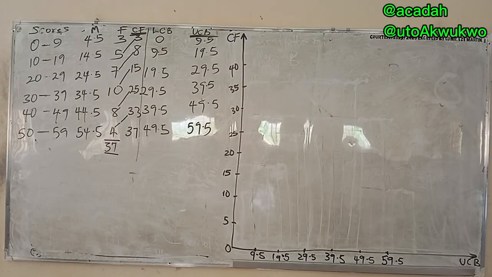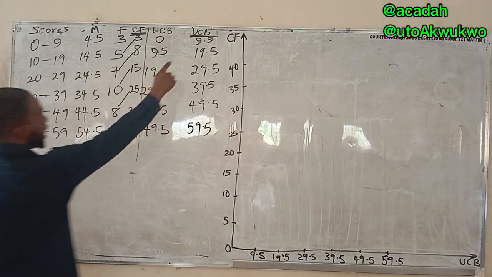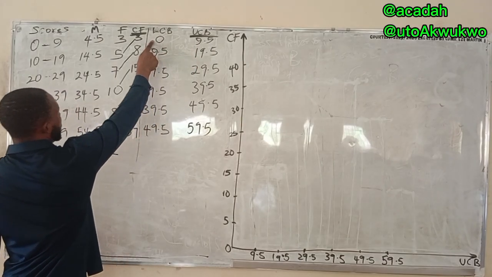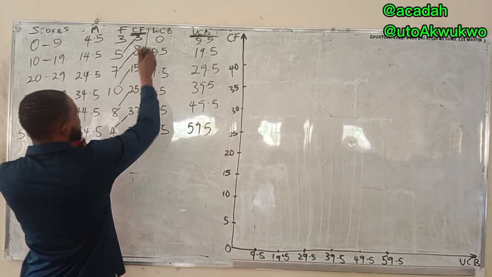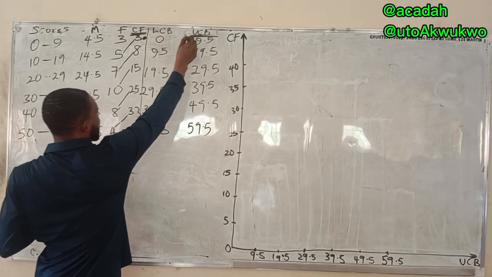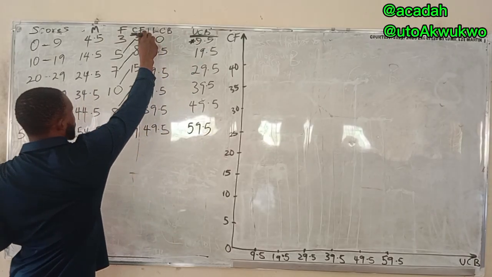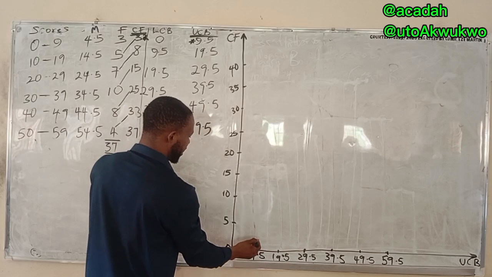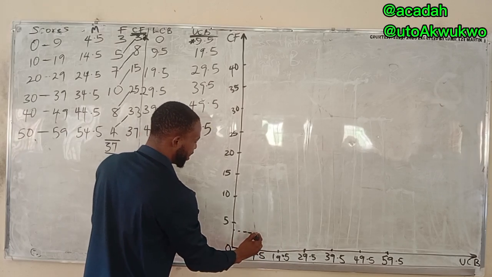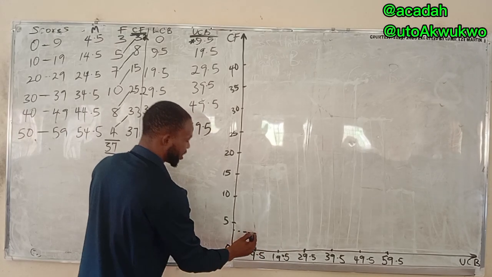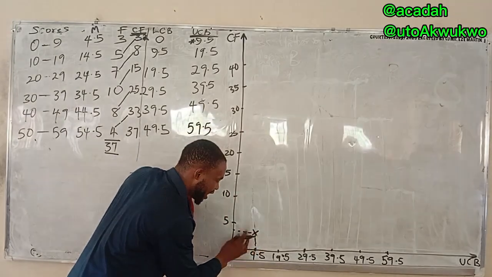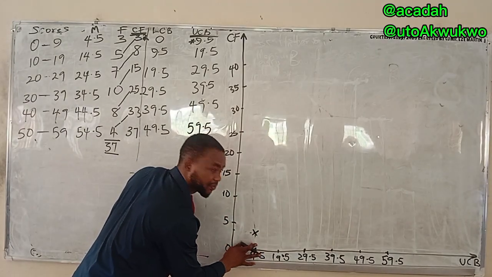Now when you finish doing this, the next thing to do is to start with 9.5. 9.5 here has its cumulative frequency. So you're plotting this against this. Don't confuse it. So this time around you are not drawing a box. What you are doing is marking out points.